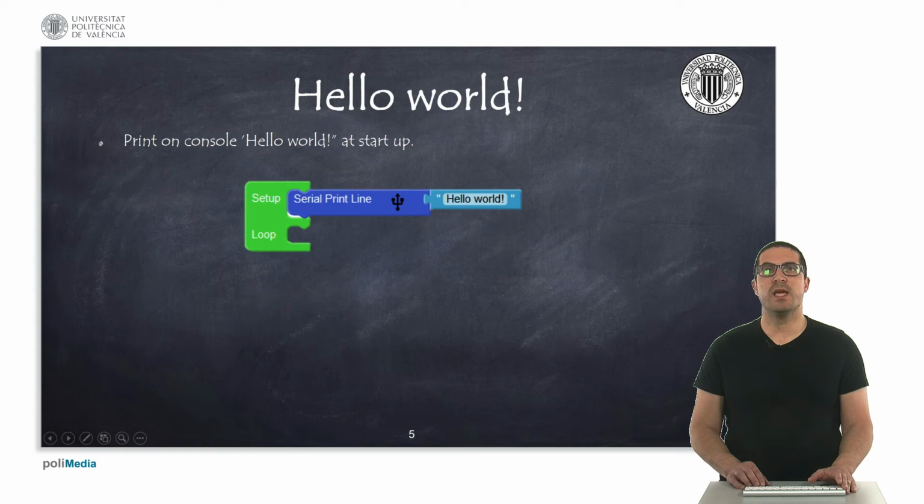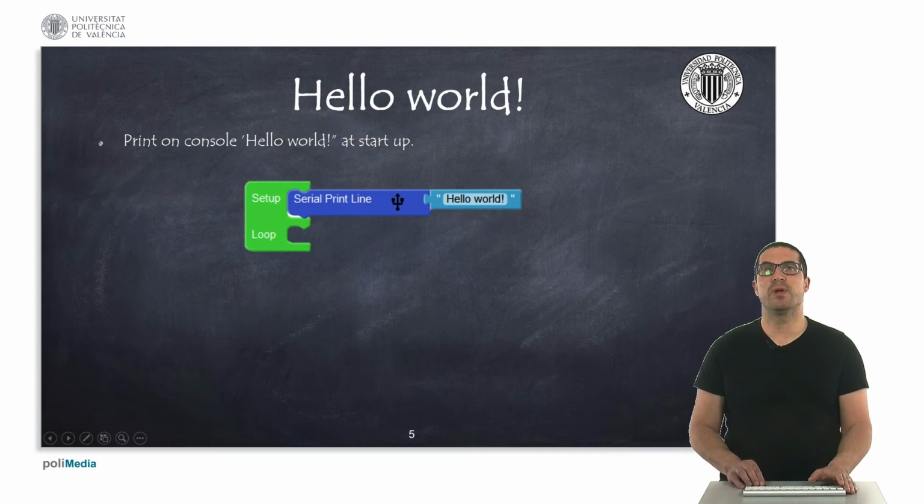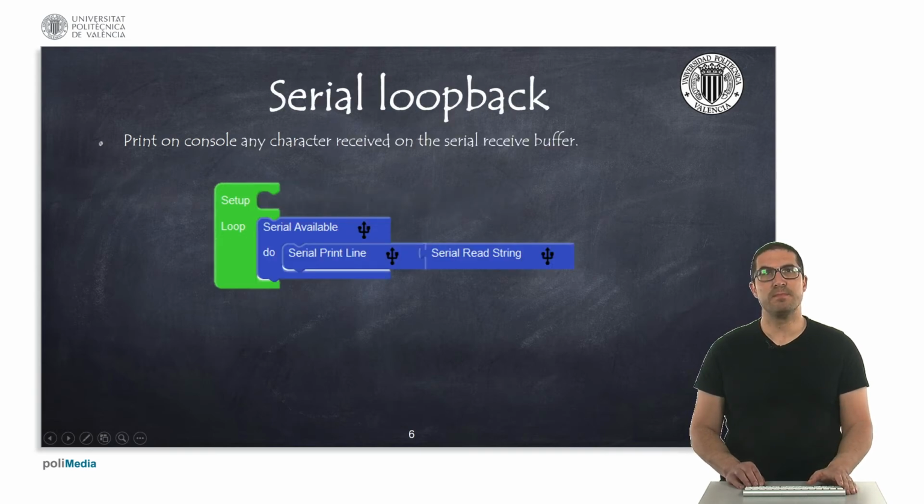Well, in this case we have the setup and loop instructions, and in this exercise we simply print the Hello World text on the console at startup. That's why we put this instruction in the setup section. We are using a text instruction, and we just type Hello World, and this will print this line.